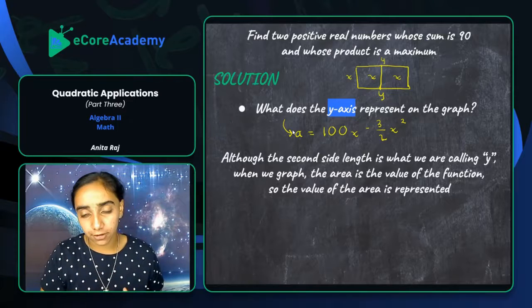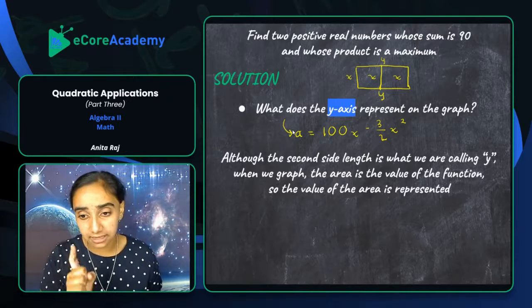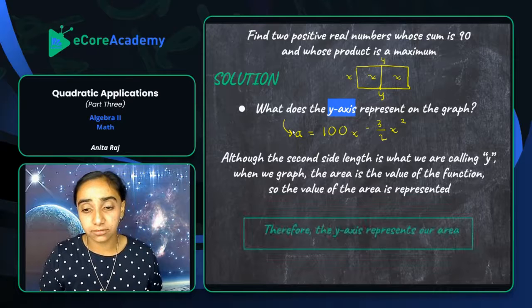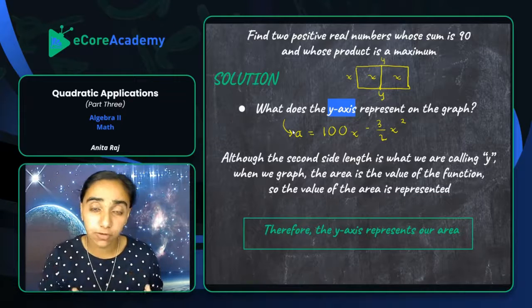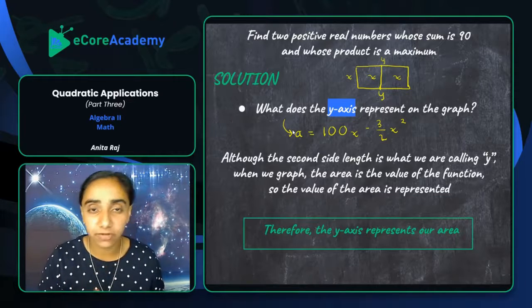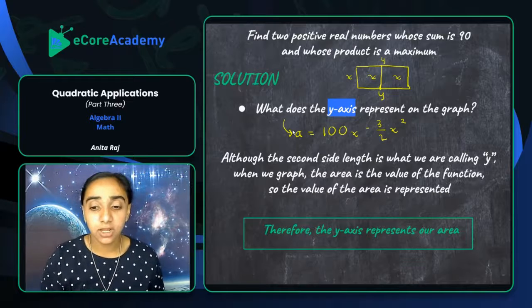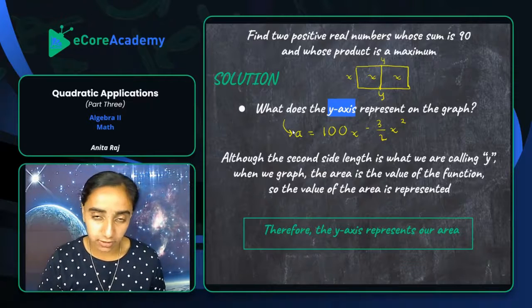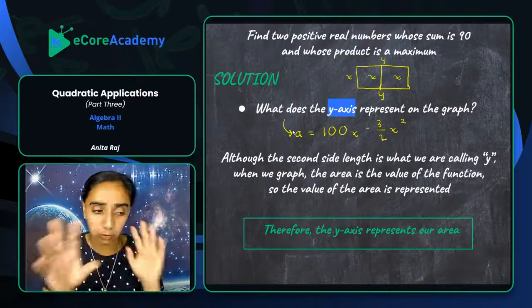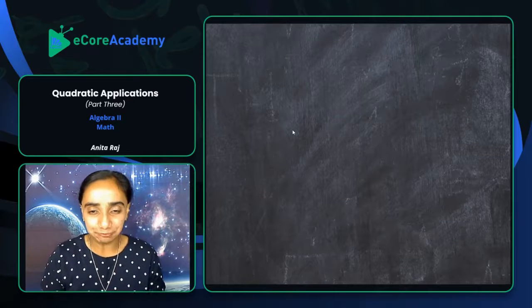So the value of the area is represented, not the second side length, because here the area is the value of the function. Remember, your y-coordinates are the value of the function at a given point. Therefore, the y-axis represents our area. So that's the whole explanation as to why that is.